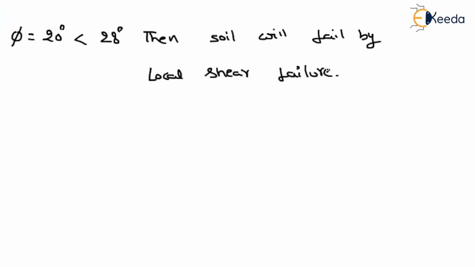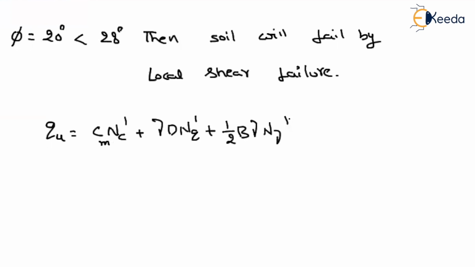What is the type of the footing given? Continuous. That means no need to consider the shape factors. So what is the equation for ultimate bearing capacity? Qu equals Cm into Nc dash, where Cm is the modified value, plus gamma Df into Nq dash plus half into B into gamma into N gamma dash.